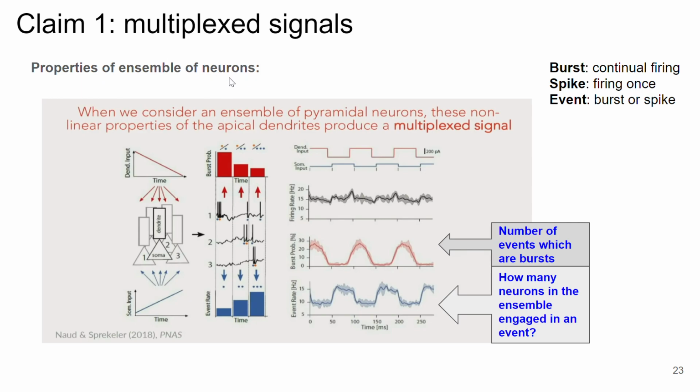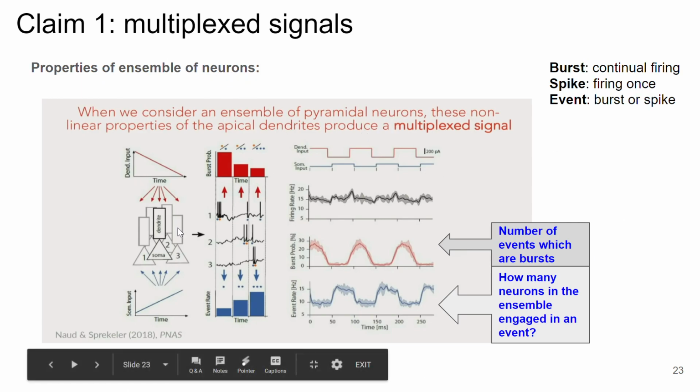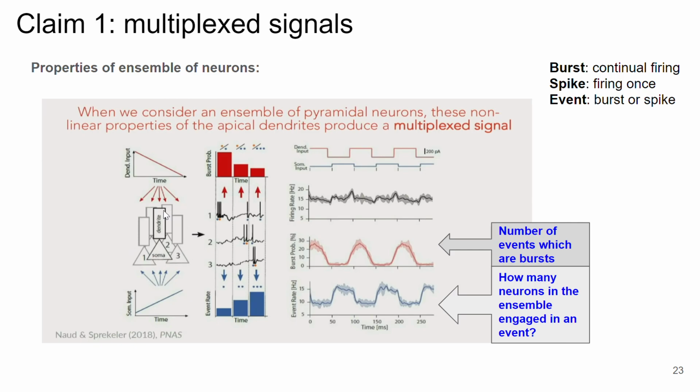That claim is backed up by this experiment. This is a biophysical simulation of a population of neurons, and you feed input at your soma, and you can feed input at your apical dendrites. You keep changing these inputs and see how the cell is firing and try to figure out the properties of this ensemble of neurons. Right now we're modeling at the level of an ensemble, and we're not modeling each neuron separately. We'll need a few definitions before we start. A burst is continual firing, so it looks something like this. A spike is firing once, so it looks something like this. An event is either a burst or a spike.